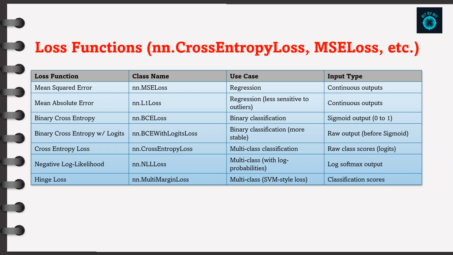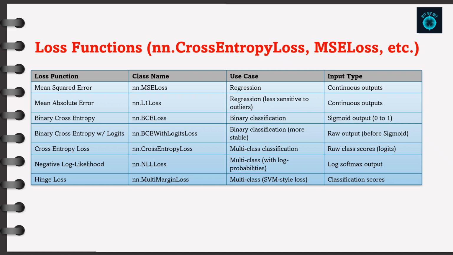nn.BCELoss, or binary cross entropy, is used for binary classification problems. The model output should be a probability between 0 and 1, typically after a sigmoid activation. nn.BCEWithLogitsLoss combines sigmoid activation and binary cross entropy in one operation. It is more numerically stable and should be preferred when using raw outputs.